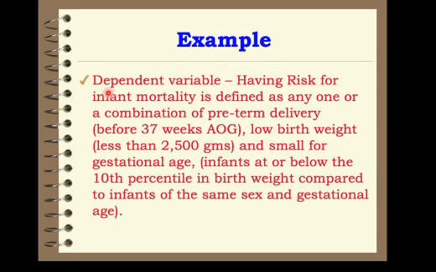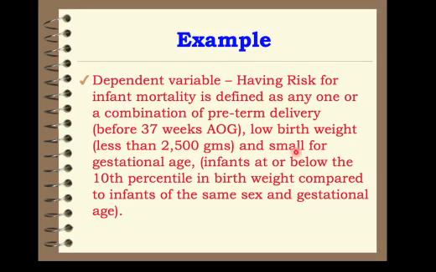Now, we need to define the variable having risk for infant mortality. We haven't defined that yet. So we need to define it operationally. Having risk for infant mortality is defined as any one or a combination of preterm delivery, meaning below 37 weeks of gestation, low birth weight, less than 2,500 grams, and small for gestational age infants at or below the 10th percentile in birth weight compared to infants of the same sex and gestational age.